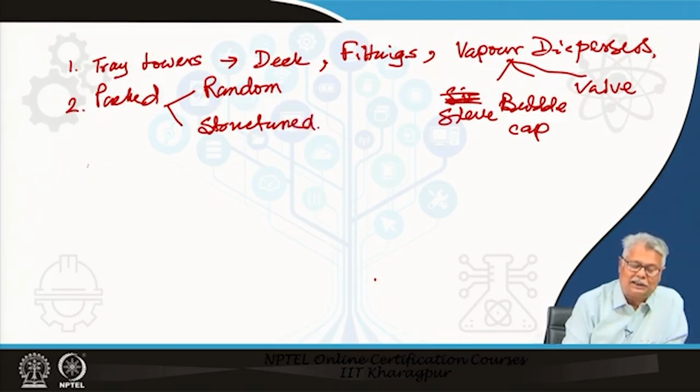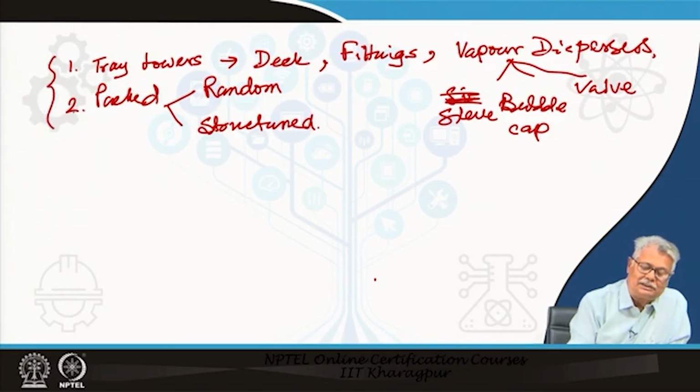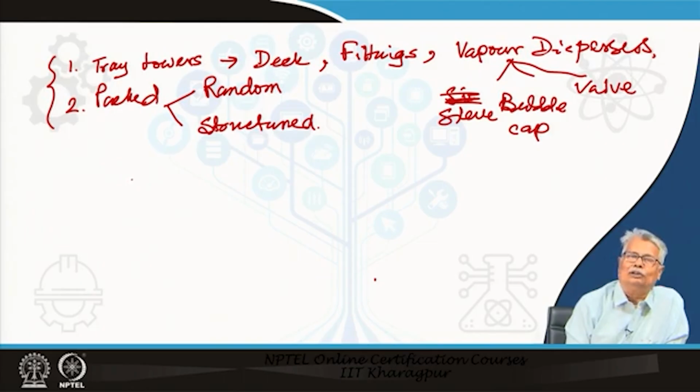What we intend to do today is cover certain features which are common to both the tray towers and the pack towers. That means we will look at the different sections of this column and try to see what features are common to both, and possibly talk about some special feature which is required in some cases. The basic thing we will talk about is the tray deck first. We will try to understand the construction first.